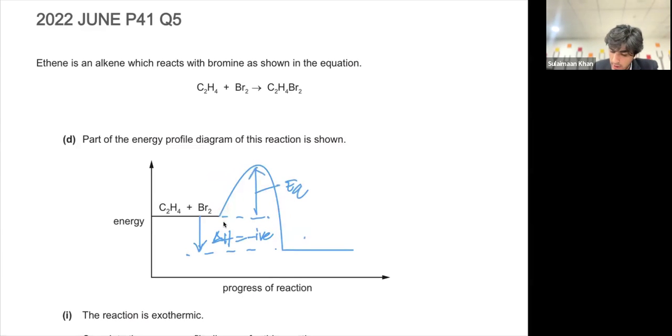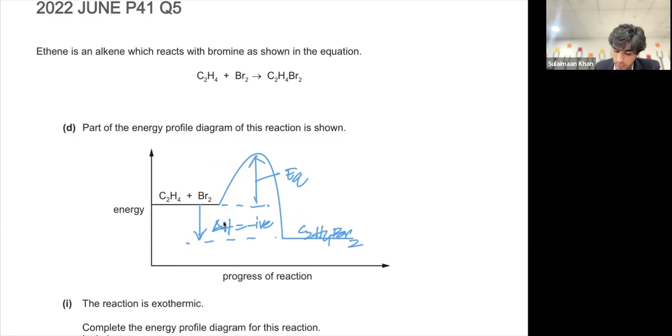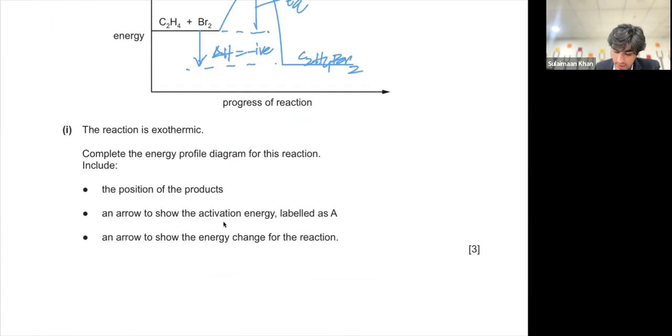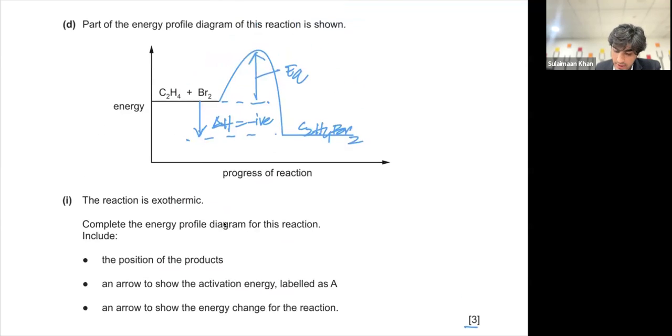And do we write the word products or the name of the products or the symbol of the products? We write the symbol of the products, which is C2H4Br2. Boom. 4 marks free, 3 marks free. It says complete the diagram to show the position of the products. I've shown it. An arrow to show the activation energy labeled as EA.